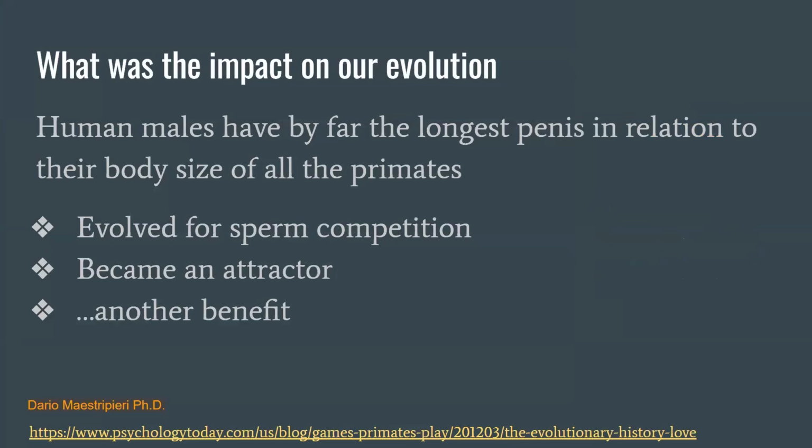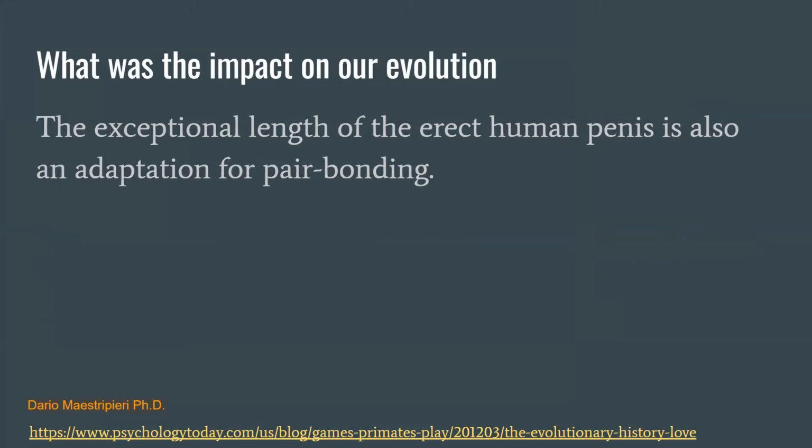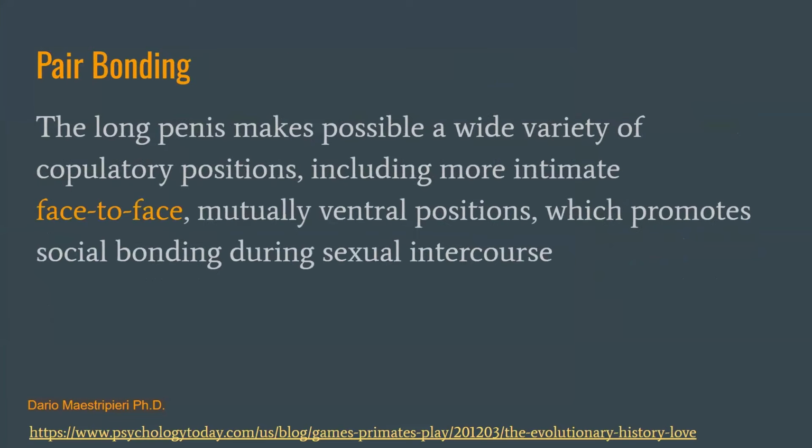So what was the impact of all of this kind of stuff that we've talked about? Well, human males have by far the longest penis in relation to their body size of all the primates. They evolved this because of sperm competition, but it probably became an attractor for females. And there's another benefit that comes along. The exceptional length of the erect human penis is also an adaptation for pair bonding. The long penis makes possible a wide variety of copulatory positions, including face-to-face. And that promotes social bonding during sexual intercourse.